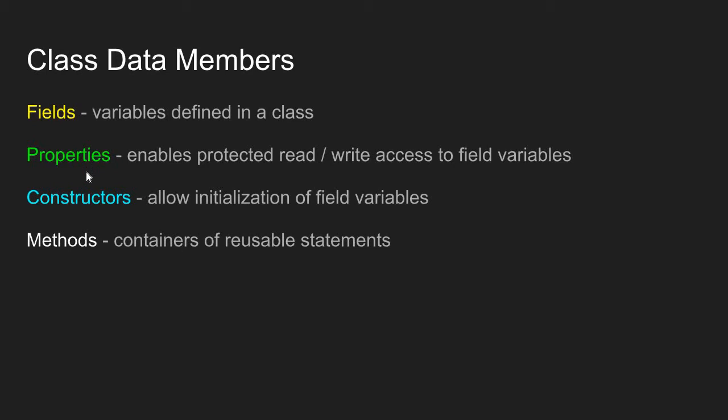Properties are a data member that allow protected read-write access to field variables. And when we get to the video on properties, we will discuss why we might not want to make field variables directly accessible.